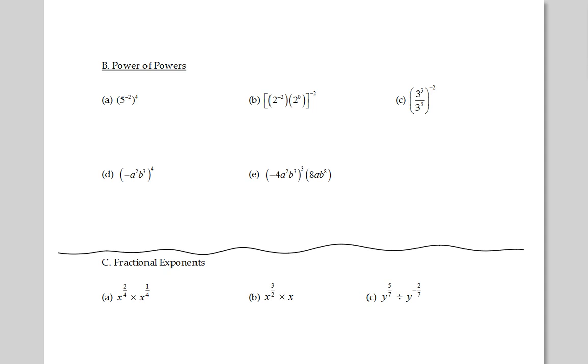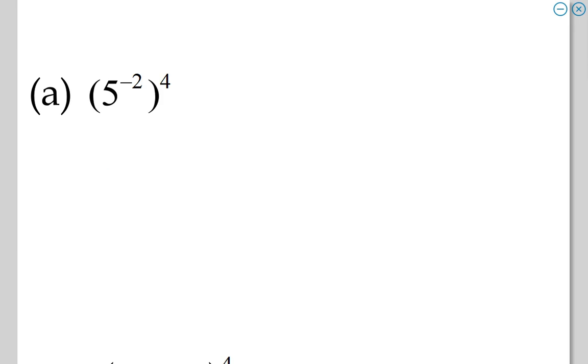Alright, so we're looking at about 20 minutes here, so I'll finish off part B, and then that's it, and then you guys can work on your homework.